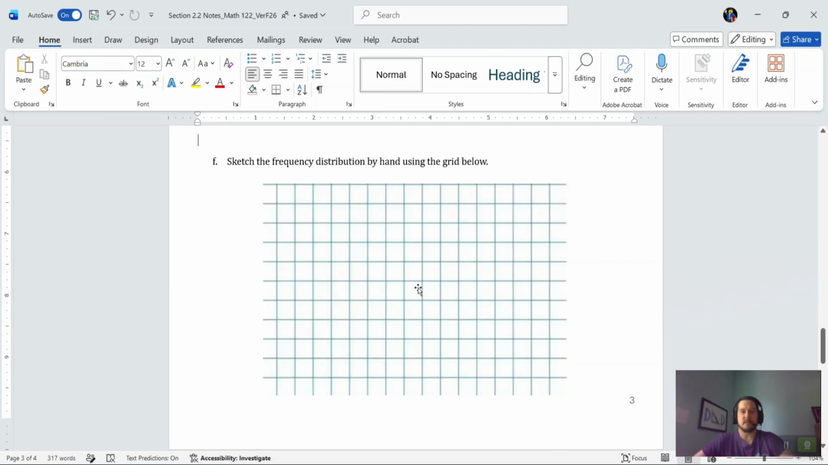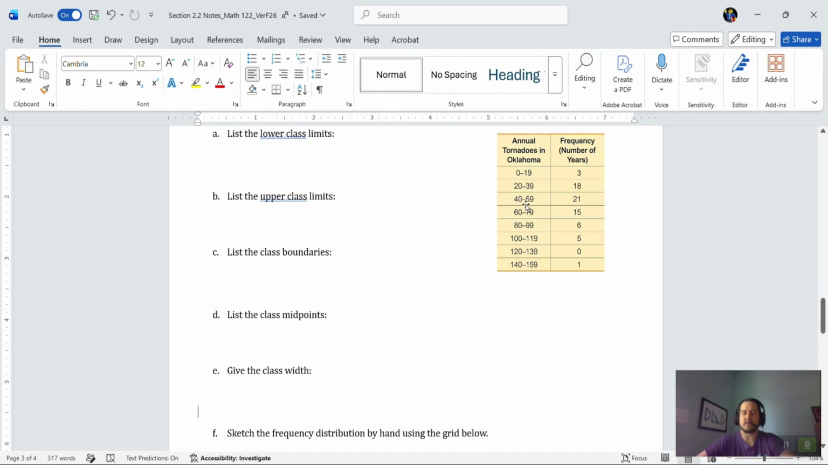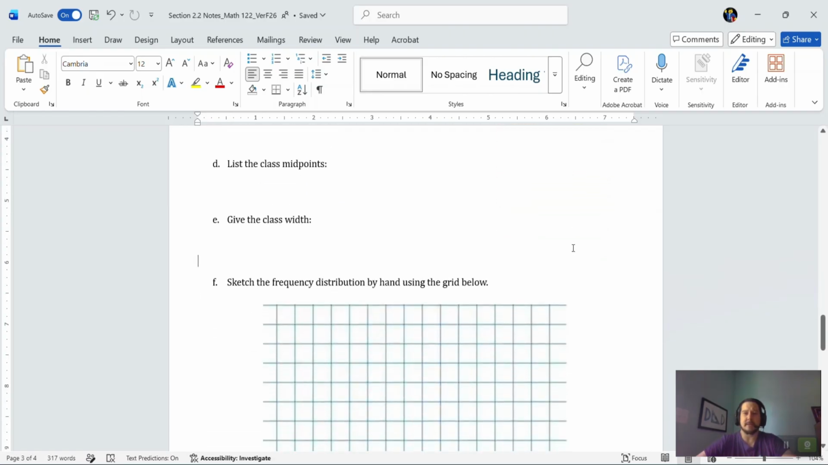So yeah, we'll just take the classes and decide on whether we want to use the lower and upper class limits or the class midpoints, and then we'll figure out our vertical scaling based on these numbers, and then we'll sketch things out.